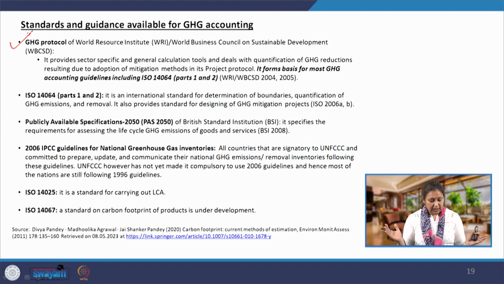It includes the ISO 14064, which is an international standard for determination of boundaries. I talked about the determination of boundaries, which is essential, and then quantification of GHG emissions and also the removal. Then we also have PAS 2050, which is Publicly Available Specification. This is a British standard from the British Standards Institution, and it specifies the requirements for assessing the life cycle GHG emissions. We also have the 2006 IPCC guidelines for national greenhouse gas inventories.